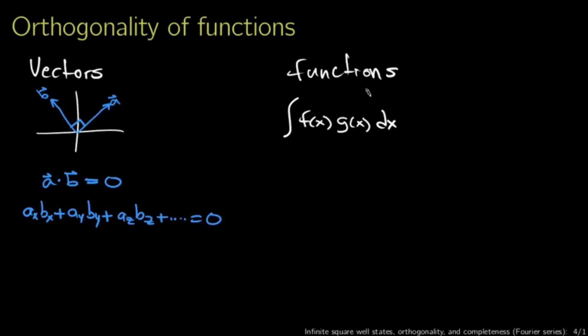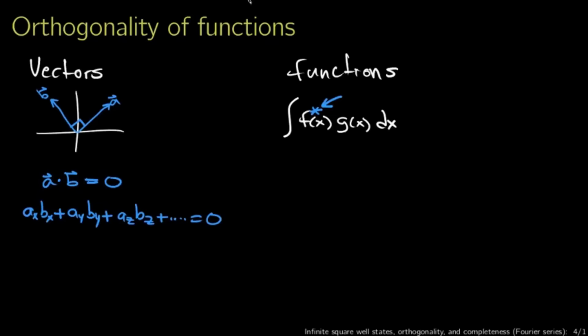So I'm scanning over all values of x instead of scanning over all dimensions, and I'm multiplying the function values at each individual point, at each individual x, together, and adding them all up, instead of multiplying the components of each vector together at each individual dimension and adding them all up. The overall concept is the same, and you can think about this as, in some sense, a dot product of two functions. Now in quantum mechanics, since we're working with complex functions, it turns out that we need to put a complex conjugate here on f in order for things to make sense.